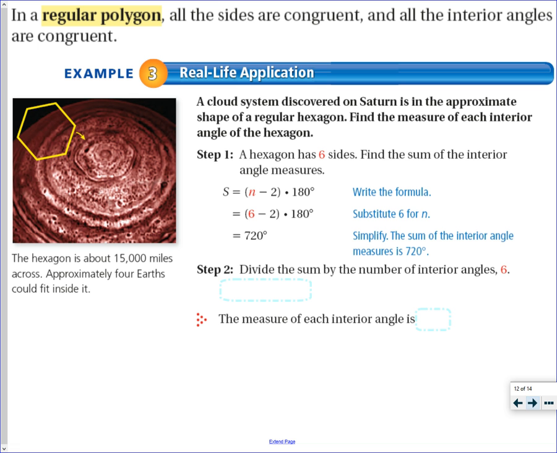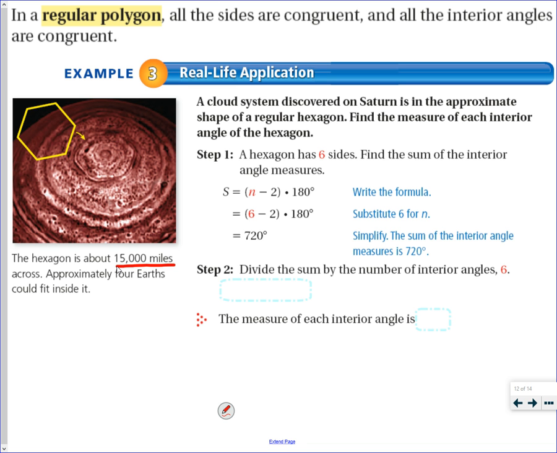This picture, I know, doesn't come through all that well, but this is a regular polygon. This is actually a cloud system on Saturn, and it happens to be a regular hexagon. Again, regular means all of the angles match and all of the sides match. I kept this problem in here because I thought this was crazy. This hexagon is about 15,000 miles across. You could fit 4 Earths side by side across that. That's huge, and that's just one big cloud system.